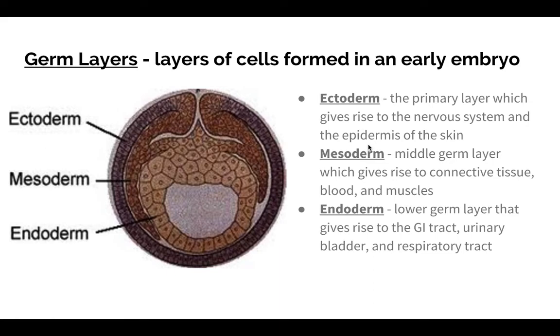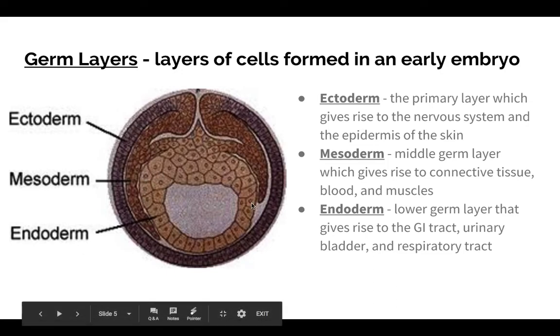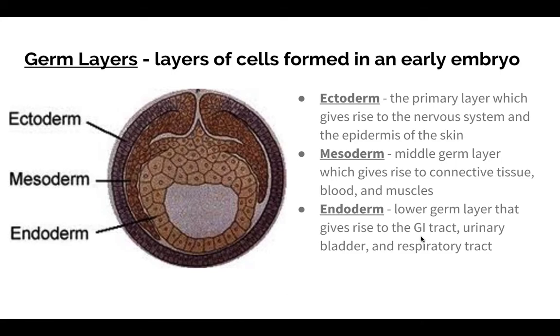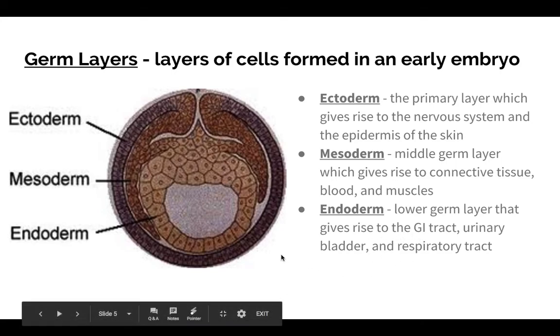Mesoderm is the middle layer, meso meaning middle. It's the middle germ layer, which gives rise to our connective tissue, our blood, and our muscles. Endoderm is the lower germ layer. It's this internal one here. It gives rise to our GI tract, which is all of our gastrointestinal stuff, our stomach, our esophagus, and our intestines, your urinary bladder, and your respiratory tract. So it kind of makes sense that the endoderm is taking place there.